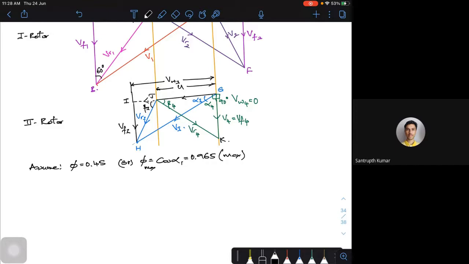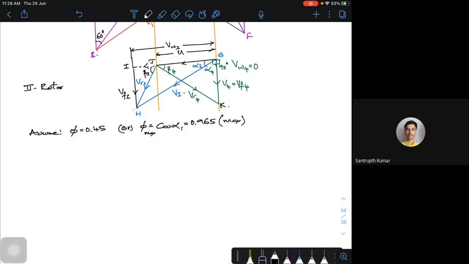Okay. Once you assume this phi is equal to 0.45, what is phi? Phi is equal to u divided by V1, or your u is equal to phi into V1. So if I take 0.45, how much it will be?